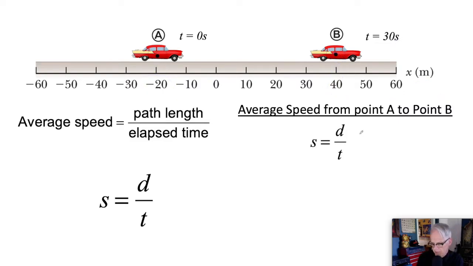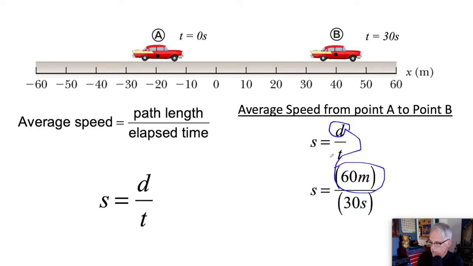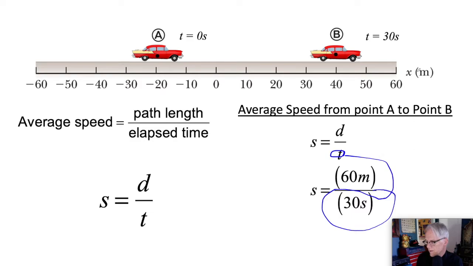When we want to solve this in physics, we always want to start out by rewriting our equation. I know we've written it down a few times here, but we want to keep things very, very organized. So now we're going to do what we call plug and chug, where we put in our quantities of distance here. The car went 60 meters. How do we know that? It started at negative 20 and went to 40. The difference between those is 60. And then the time interval is 30 seconds. We went from 0 seconds to 30 seconds.